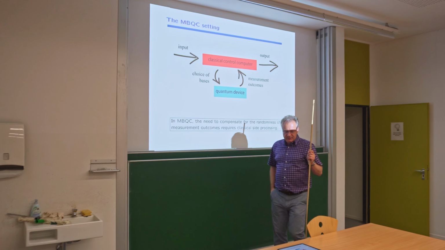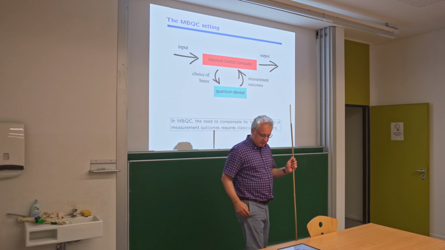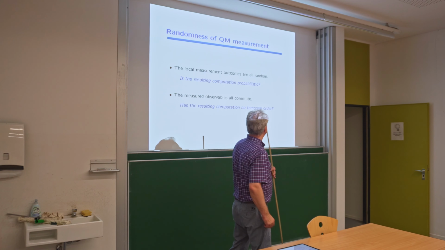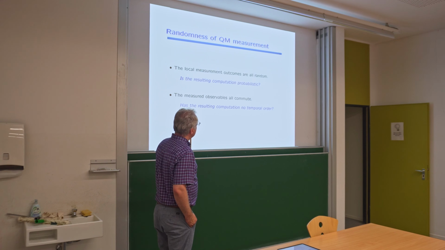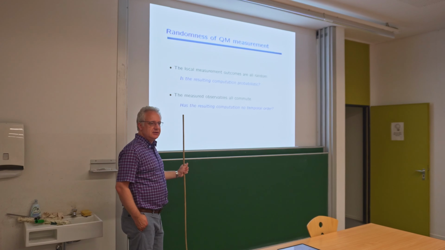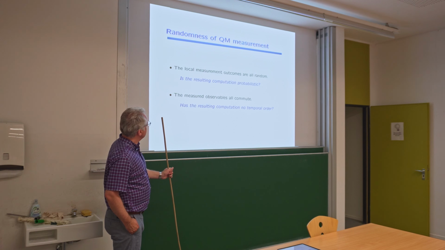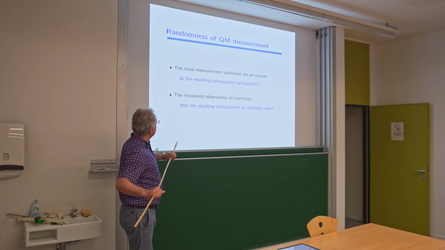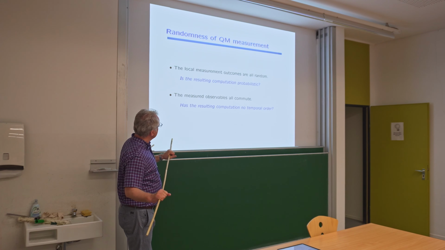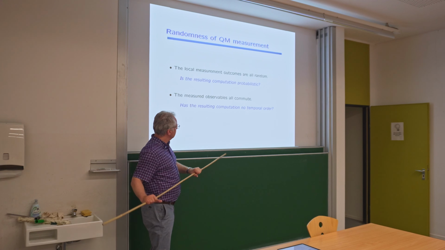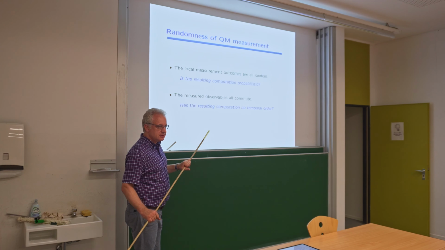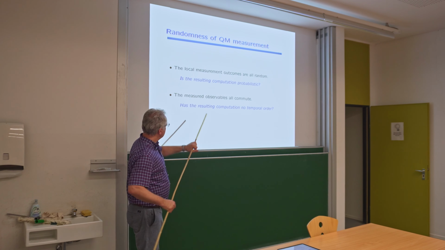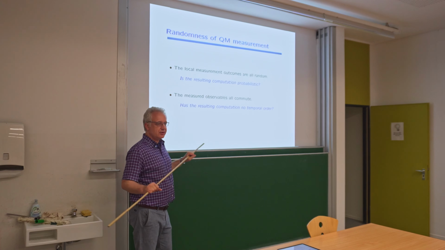And we know what that side processing is, but we want to review it here. I mean, we saw a little bit of this in the universality proof. Okay, and so just to give us an opportunity to review this, we ask two questions. First question: the local measurement outcomes are all random, so does this mean that the resulting computation is probabilistic? Second question: the measured observables all commute, so does this mean that the resulting computation has no temporal order?